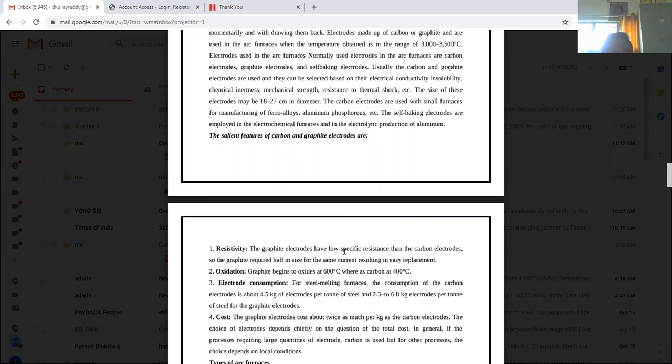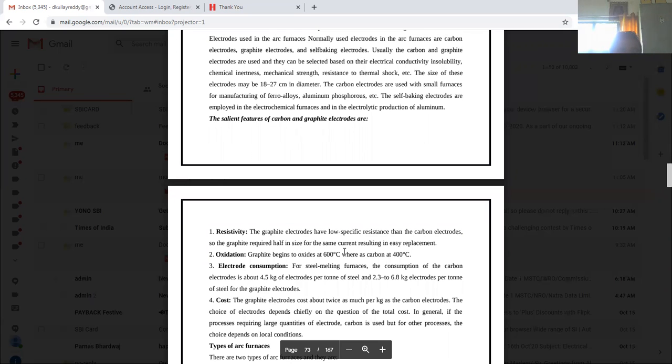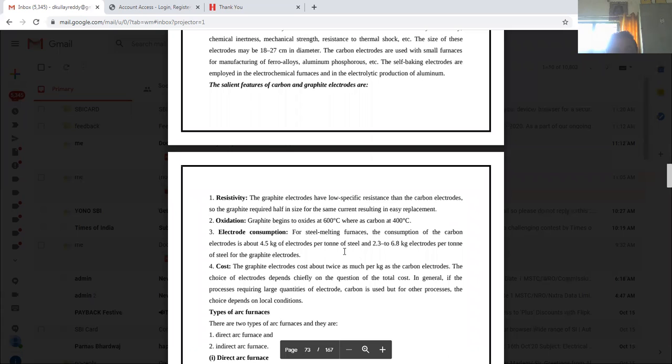Another is consumption. In steel melting furnaces, carbon electrodes consume 4.5 kg of electrodes per ton of steel, and graphite electrodes consume 2.3 to 6.8 kg per ton of steel. Compared with this, graphite is a good material for arc furnaces. In some cases, we use carbon arc furnaces. Mainly arc heating is used for steel melting purposes. Then cost: graphite costs about twice as much per kg as carbon. Graphite cost is more compared with carbon electrodes.